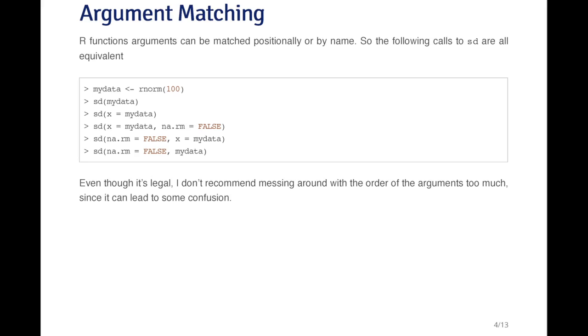Well, what happens is that the named argument is set, and you can think of it as being removed from the argument list. Any other things that are passed will be matched to the function arguments in the order in which they come. So, for example, SD, after you remove the na.rm argument, only has one more argument left, and so my data will be assigned to that argument. So all of these expressions return the same exact value.